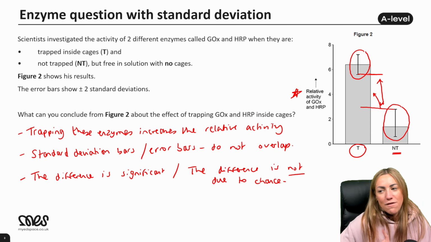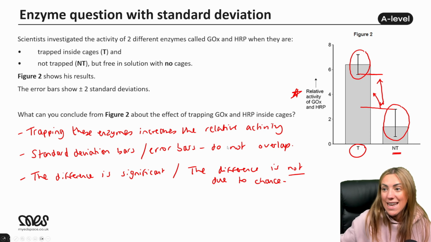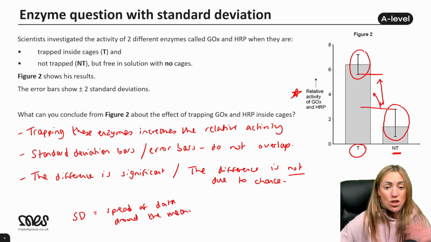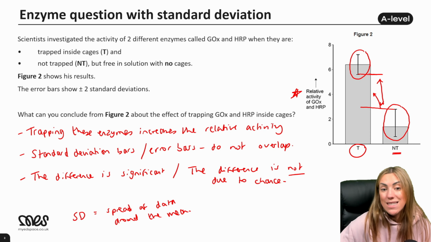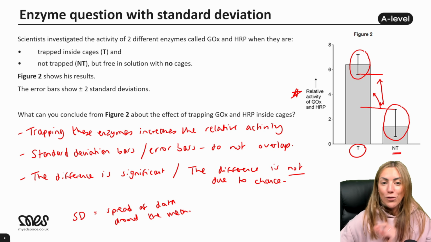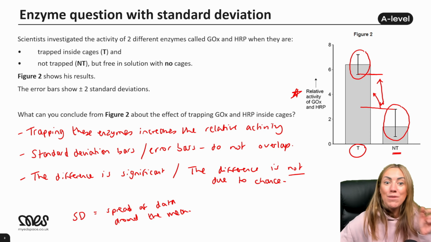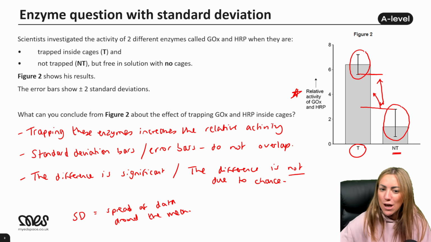Just as one final thing before I go, remember what standard deviation is. Standard deviation, if we do a little definition, is the spread of data around the mean. So you should know that. You should know the definition of standard deviation, but you should also know how to interpret the information if you see these standard deviation or error bars on the graph. So I'll repeat it again because I know students struggle with this. If there's no overlap, the difference is significant. If there is overlap, the difference is not significant.